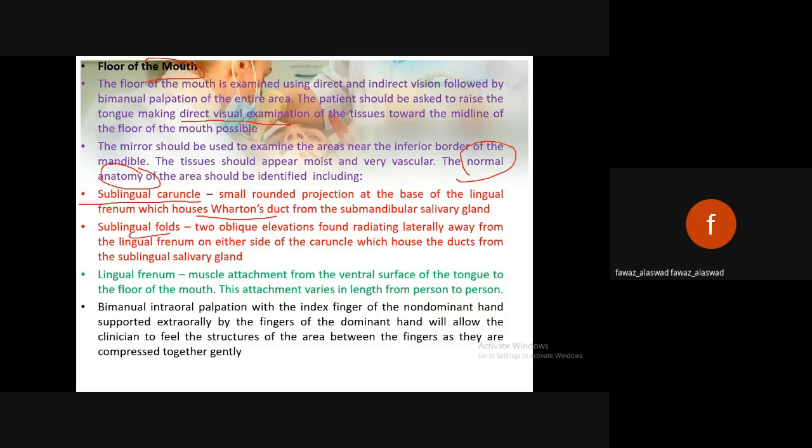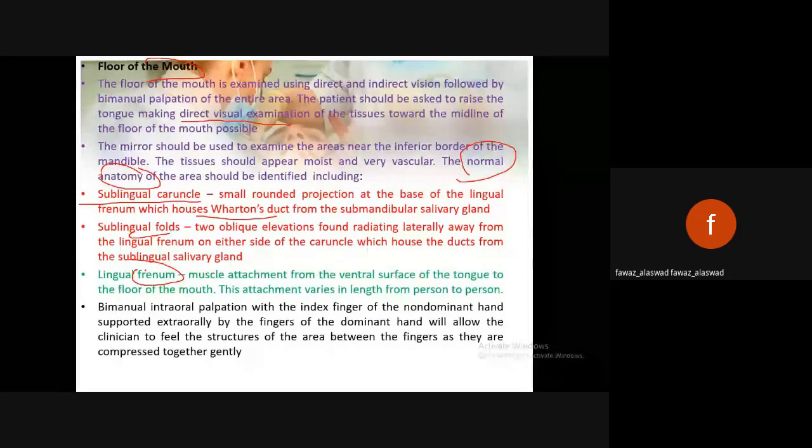Sublingual folds are oblique elevations extending laterally from the lingual frenum. The other structure is the lingual frenum, which is a muscle attachment from the ventral surface of the tongue to the floor of the mouth. Sometimes it needs a surgical operation. We are going to use bimanual intraoral palpation with the index finger of the non-dominant hand, and we are going to feel these structures.